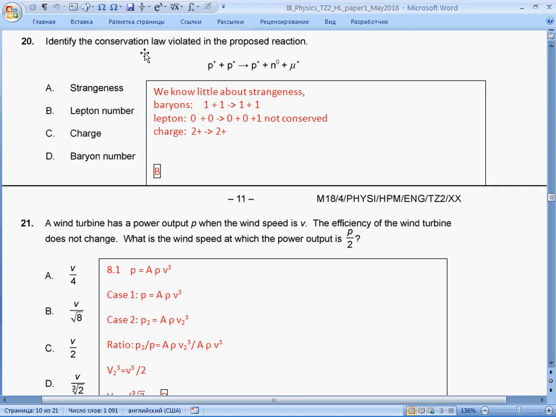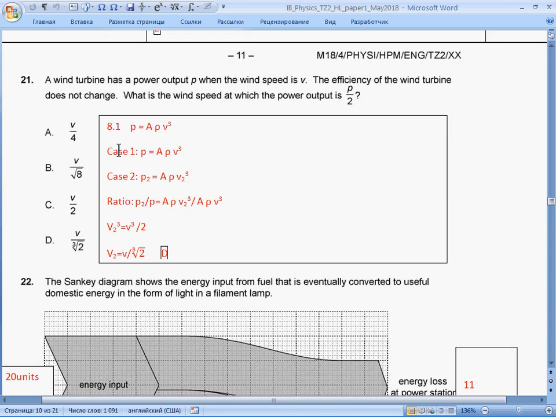Identify the conservation law violated in the proposed reaction. For strangeness we don't have strict rules, so we check baryon number: 1, 1, 1, 1, 0, 2 equals 2. Lepton number: 0, 0, 0, 0, 1, not conserved, and charge 2, 2. So lepton number is not conserved, so it is B.